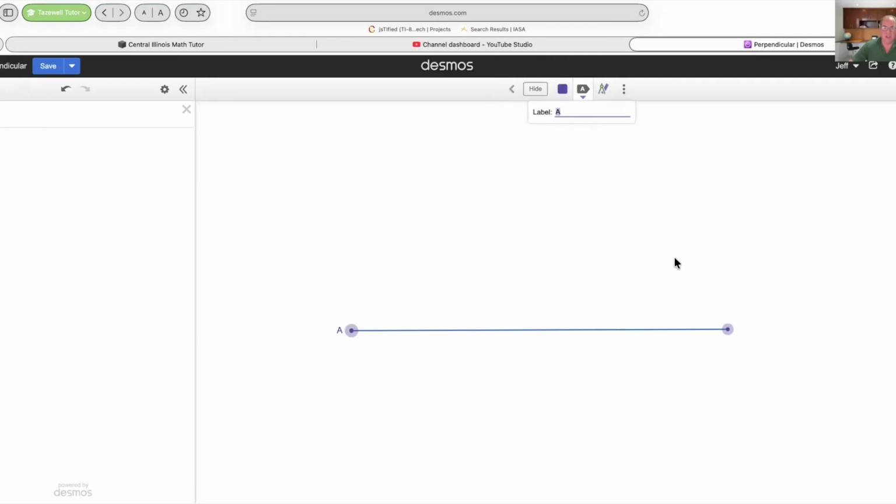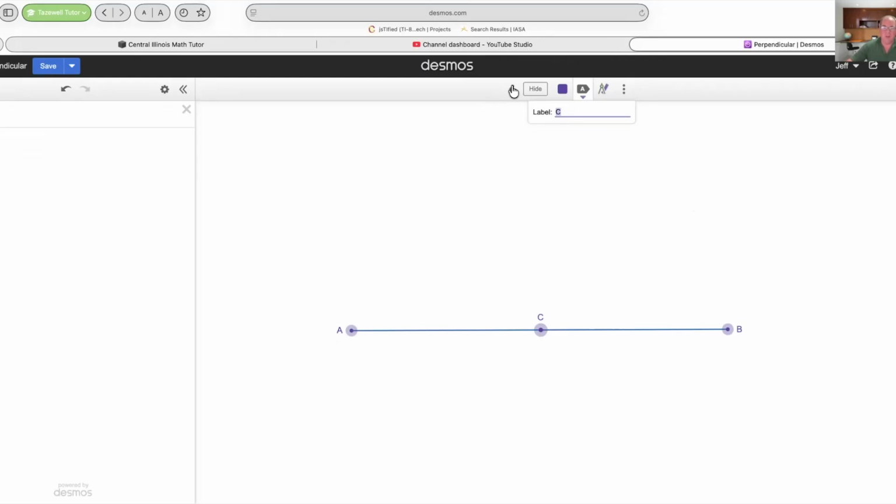Let's call that one A. Let's call that one B. Okay, so we have this line AB. Let's add a point somewhere in the middle. Doesn't much matter where. Let's call that C. Okay, and we want to construct a perpendicular through C to AB. And here's how we're going to do that.